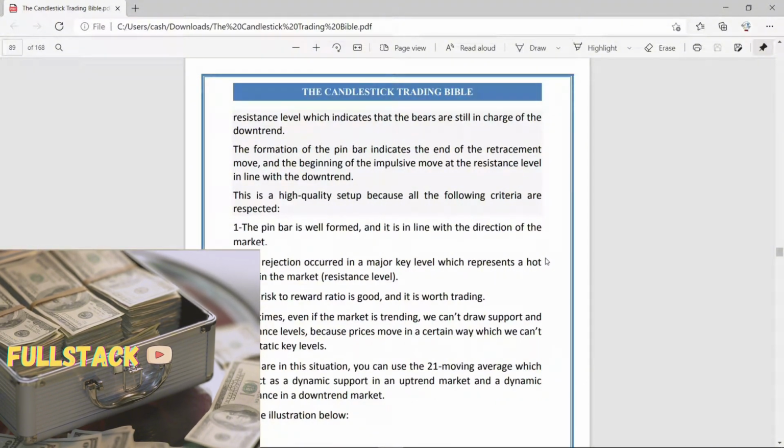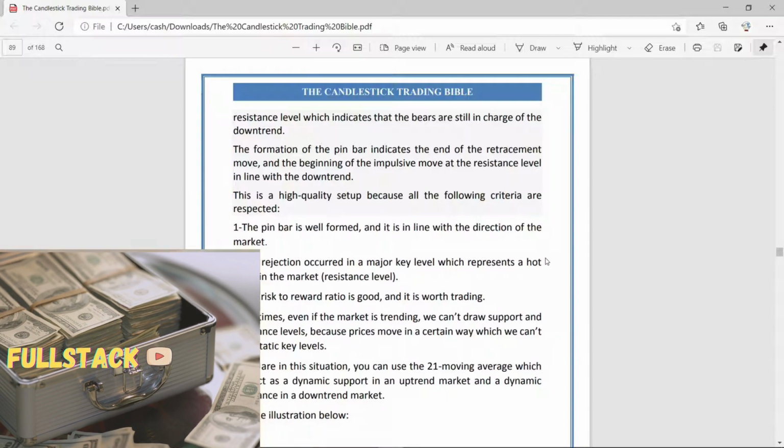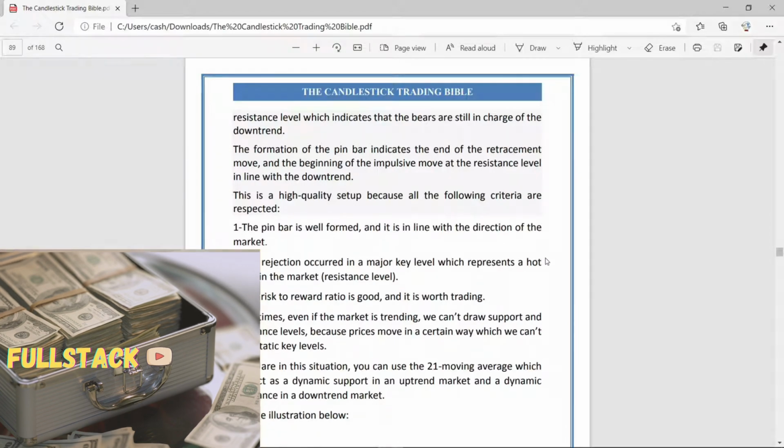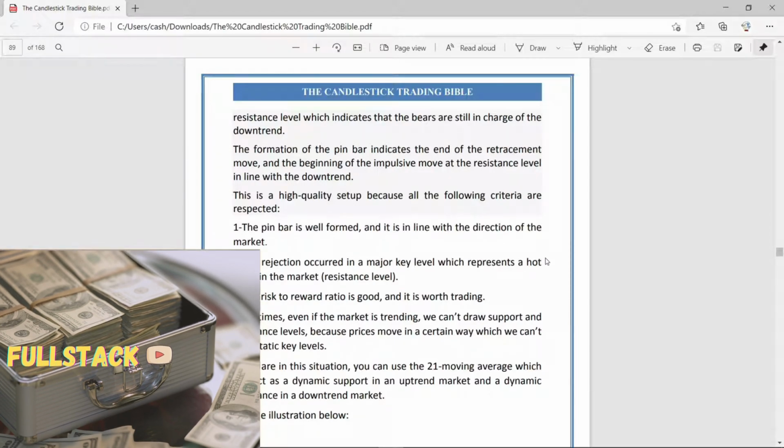This is a high quality setup because the following criteria were respected. The pin bar is well formed and it's in line with the direction of the market, which means it was a bearish pin bar in a bearish market, regardless of the pullback. The rejection occurred at a major key level, which represents a hard point in the market, a resistance level.